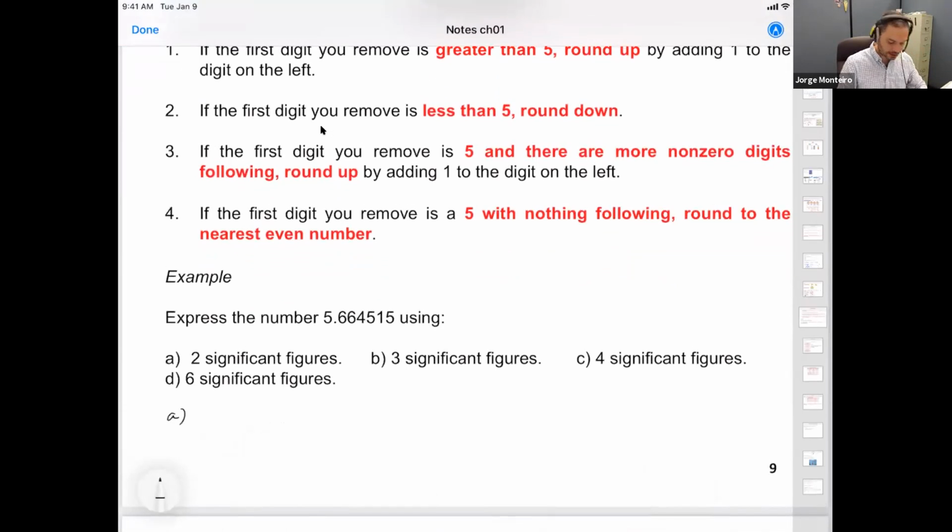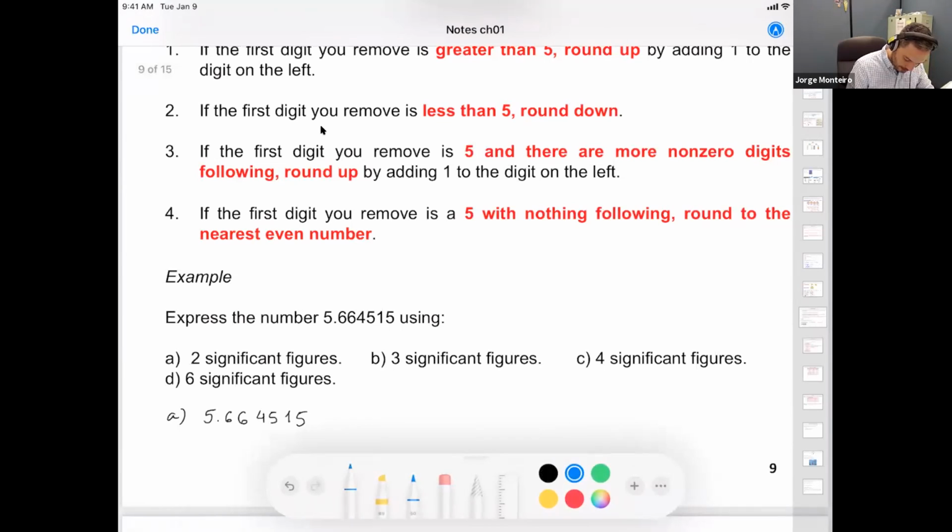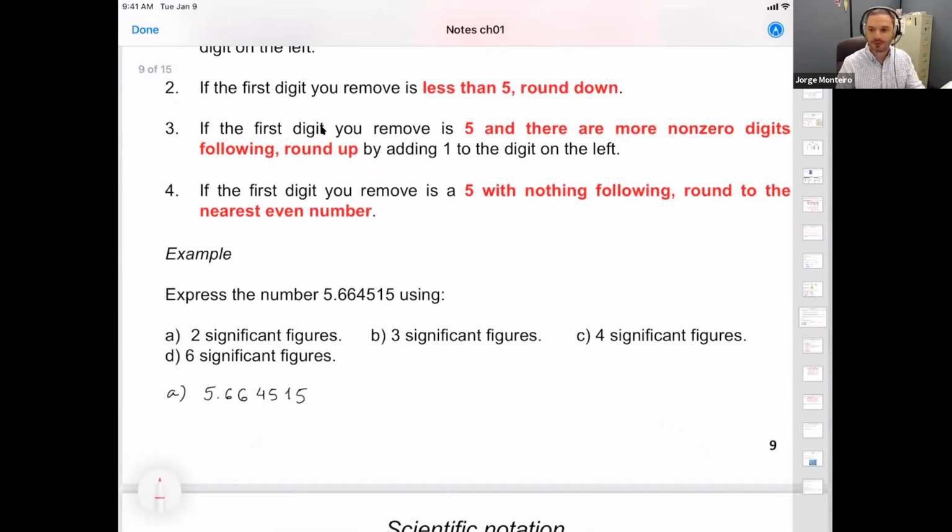So A is telling us that we have to express this number with only 2 sig figs. So let's repeat the number here, 5.664515. And we need to show just 2 sig figures. So always start left and move towards the right. 5 is your first sig fig. 6 is your second sig fig, and that's the point where we are going to toss everything into the trash. Look at the number immediately after the line. The digit here is a 6.